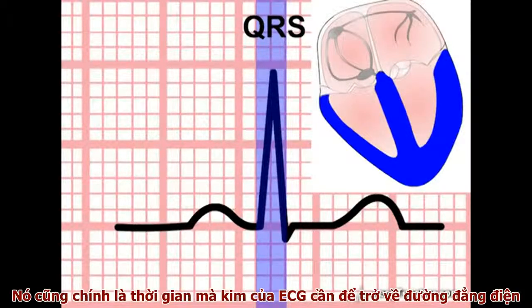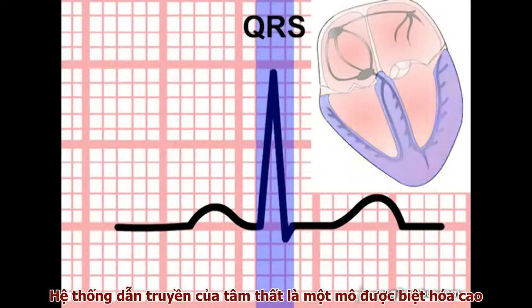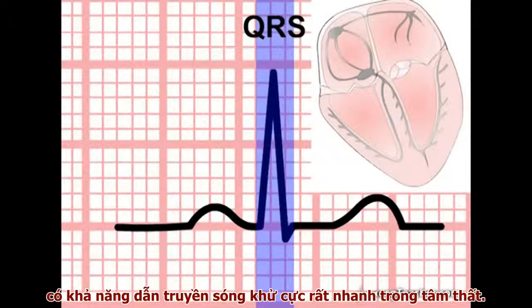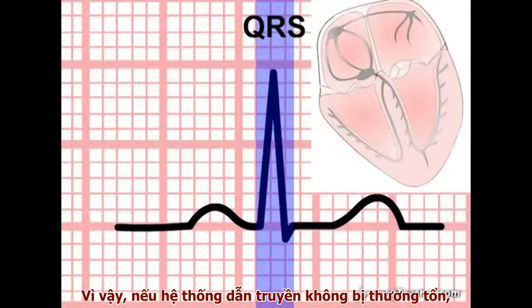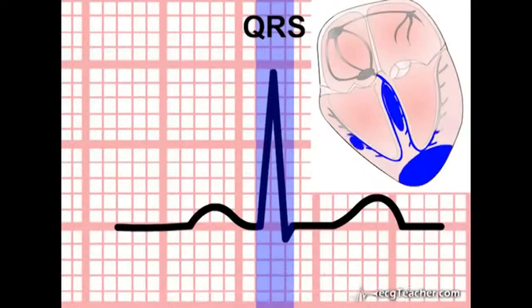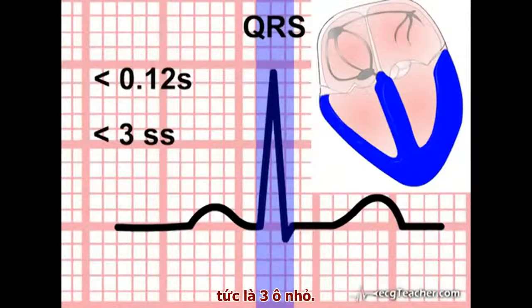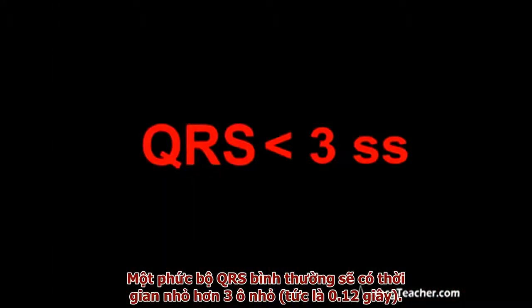It also includes the time taken for the recording needle to return to baseline when the flow of depolarizing current in the ventricles has ceased. The conducting system of the ventricles is a highly specialized tissue capable of transmitting the depolarization wave rapidly around the chambers. Note therefore that with an intact conducting system, depolarizing current is delivered to all sectors of the ventricles in a very short time period, and ventricular depolarization of all regions of the chambers is complete within 0.12 seconds, that is, 3 small squares. A normal QRS complex is less than 3 small squares in width.